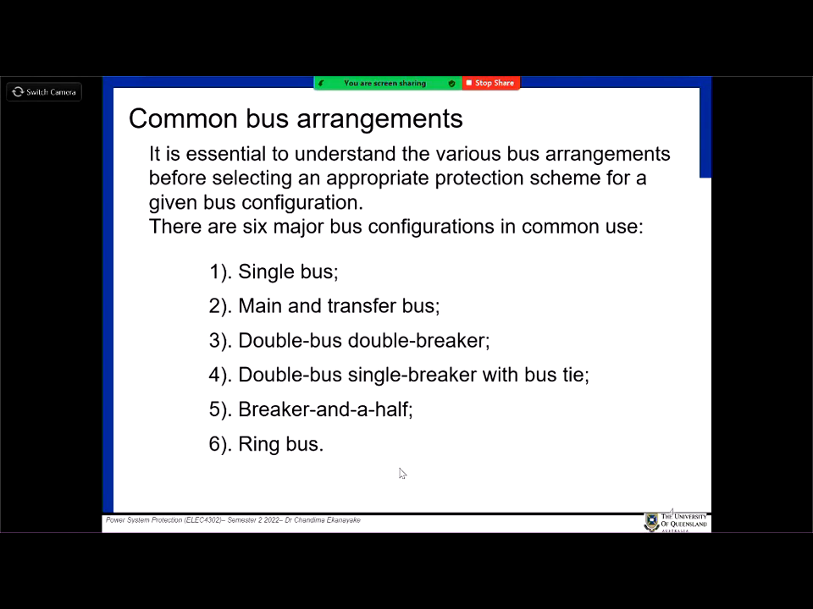Why do you have different options? Because cost-wise they are different. Some of them are very expensive, some of them are cheap, and reliability-wise they are different as well. So if you want to achieve certain targets in a system, like maintaining the cost at a certain level, or achieving a certain reliability, then you need to go for these different approaches.